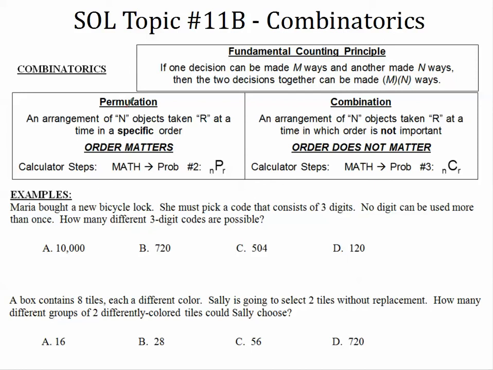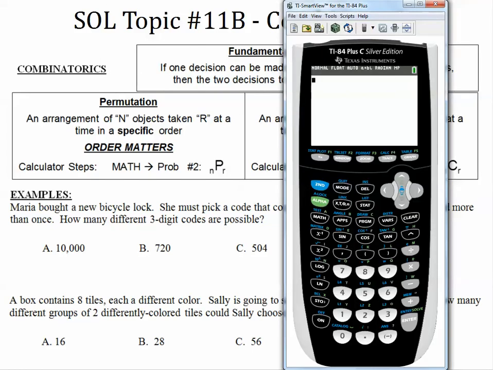A permutation. This is an arrangement of n objects when we're taking r at a time in a specific order. A permutation, the order matters. How do you find this on the calculator? Well, let's pull up the calculator. We hit math, and then we go over to probability, and then we go down to number 2, the nPr.